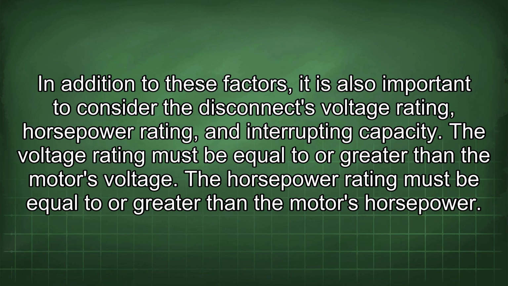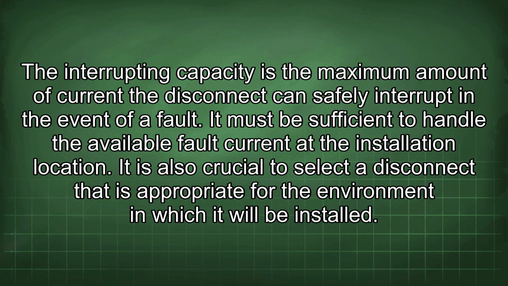In addition to these factors, it is also important to consider the disconnect's voltage rating, horsepower rating, and interrupting capacity. The voltage rating must be equal to or greater than the motor's voltage. The horsepower rating must be equal to or greater than the motor's horsepower. The interrupting capacity is the maximum amount of current a disconnect can safely interrupt in the event of a fault. It must be sufficient to handle the available fault current at the installation location.